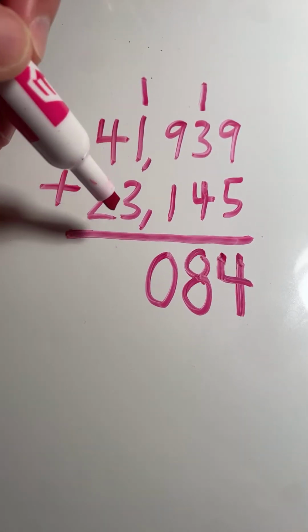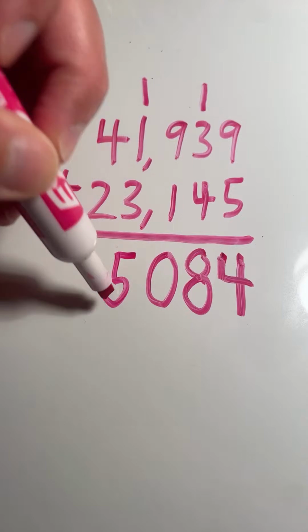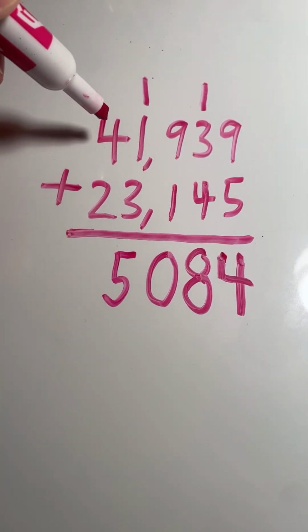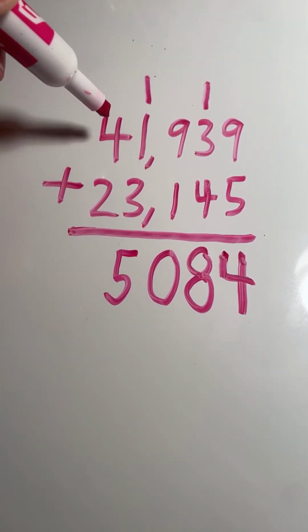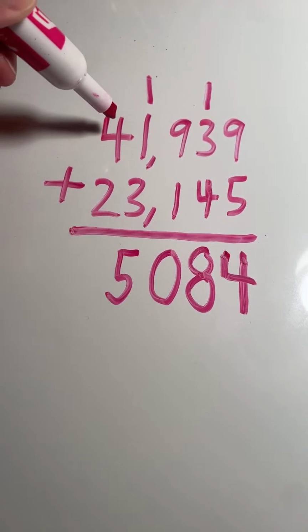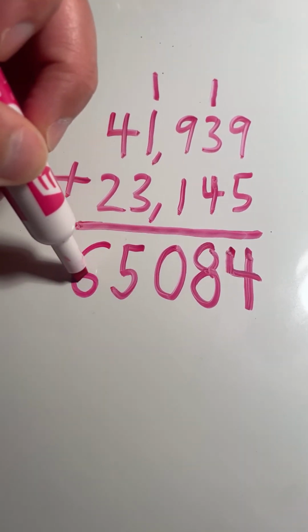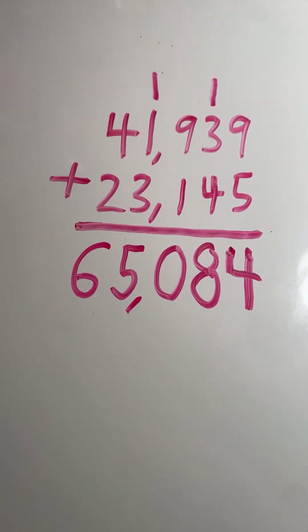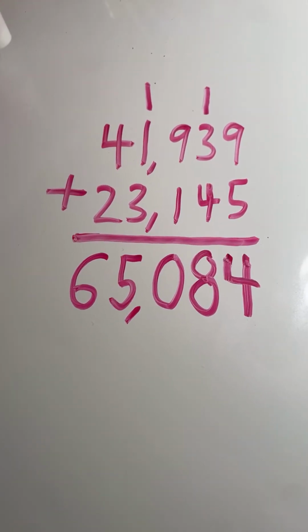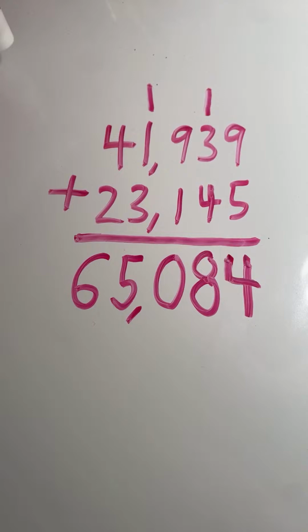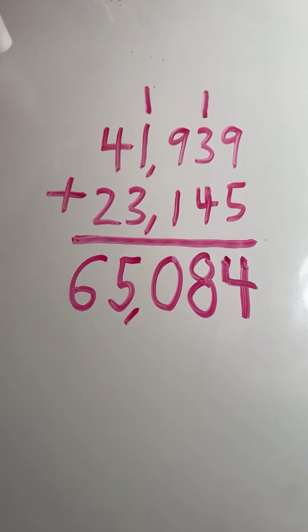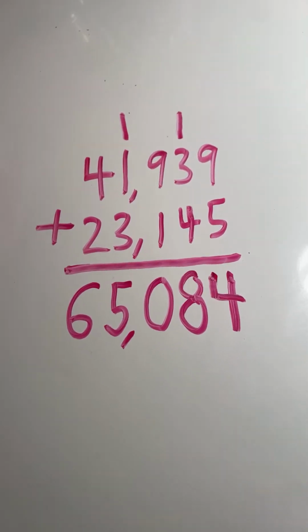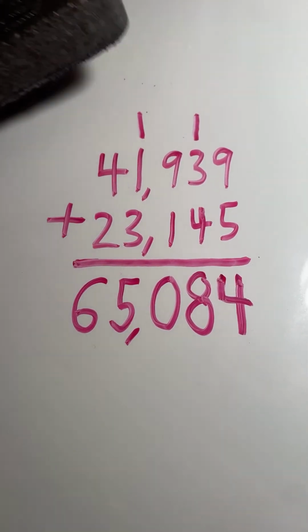1 plus 1 plus 3 equals 5. And 4 plus 2 equals 6. And we have our final answer, 41,939 plus 23,145 equals 65,084. All right, moving on to our next example.